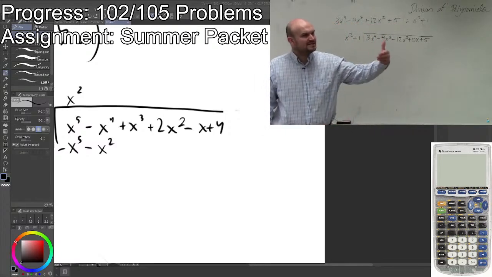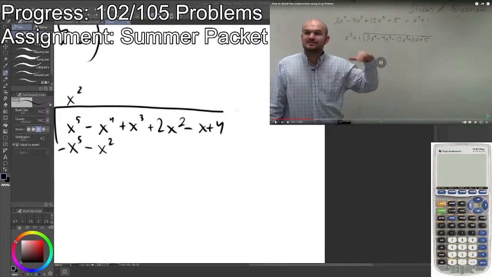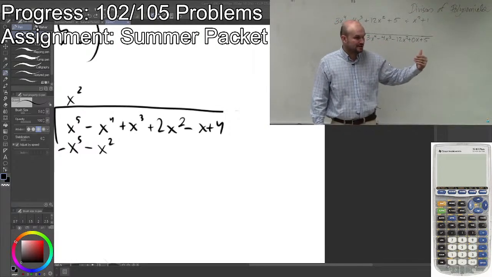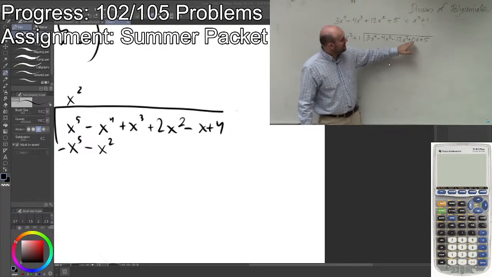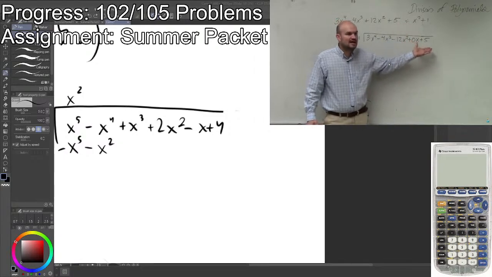If you have any missing terms, I think it'd be easier for you to substitute them with a 0x. What's 0 times x? 0, right? So in reality, it's not changing the problem. Does everybody agree with me?